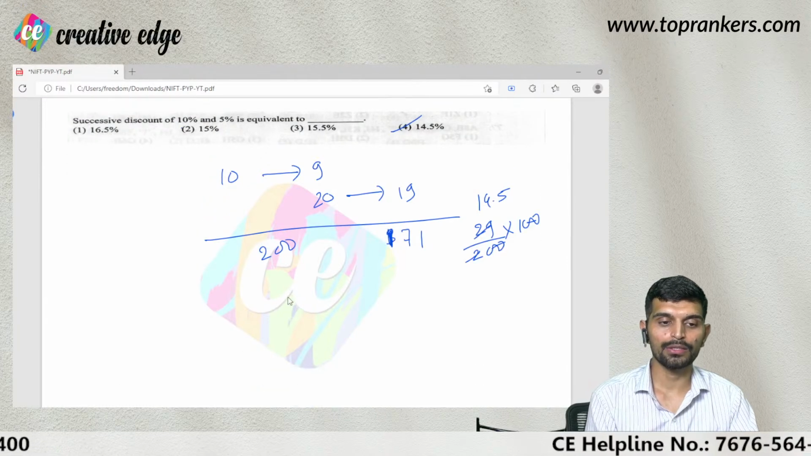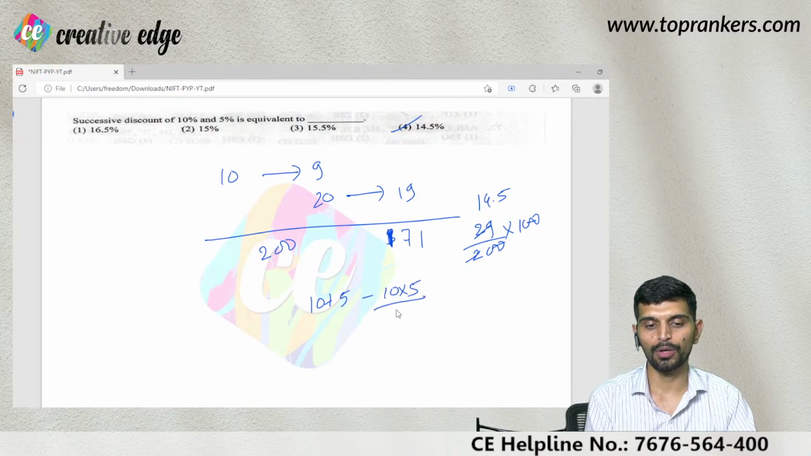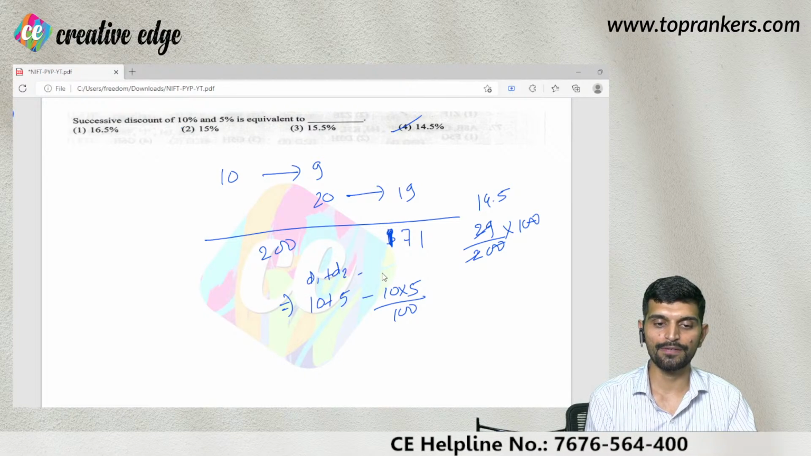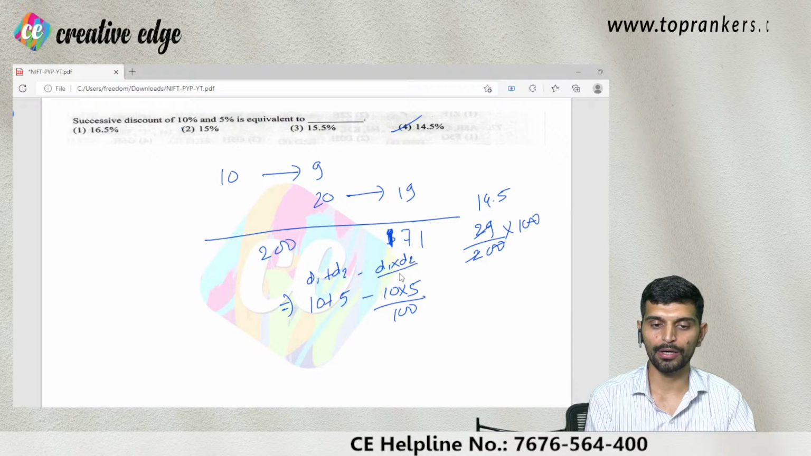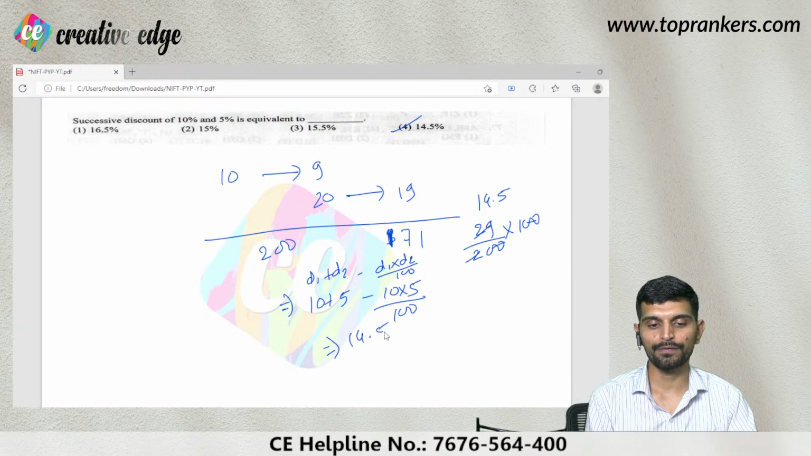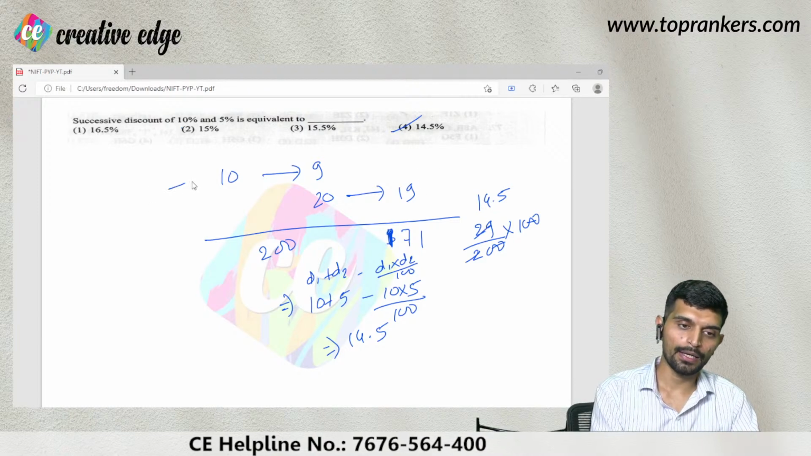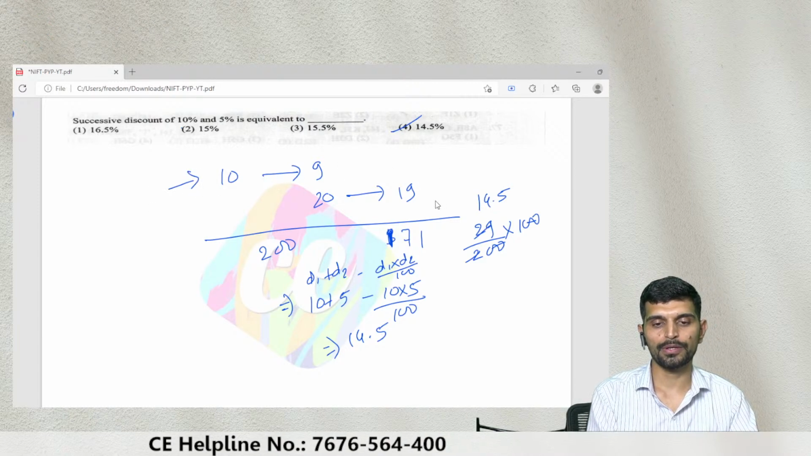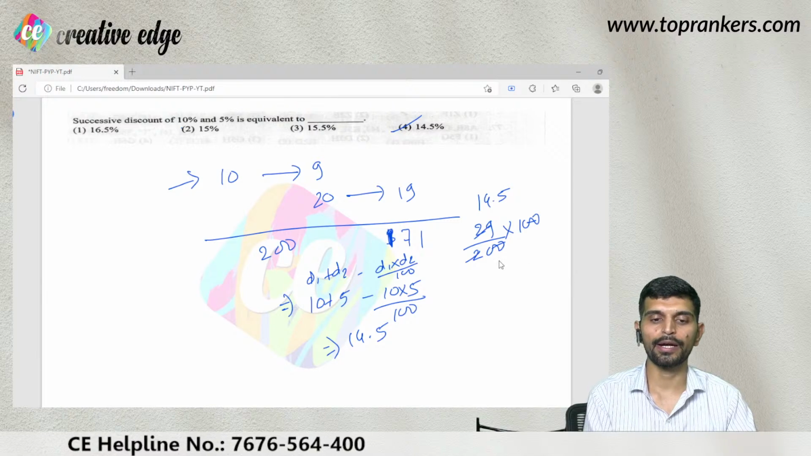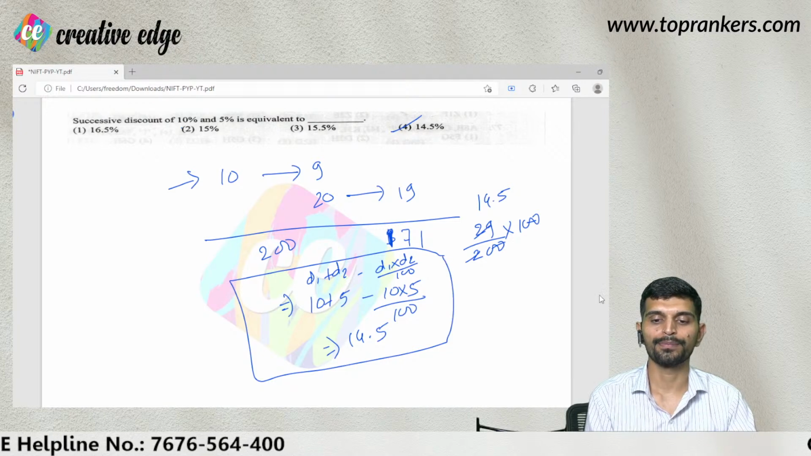Alternatively, you can go for the formula 10 plus 5 minus 10 into 5 upon 100. This formula is applicable only for two discounts, that is D1 plus D2 minus D1 into D2 upon 100, right? So that also gives you 14.5 comfortably. But I'll still recommend you go by the ratio approach, because even if there is a third or fourth discount, you can keep solving and get the values. That won't happen with this formula.